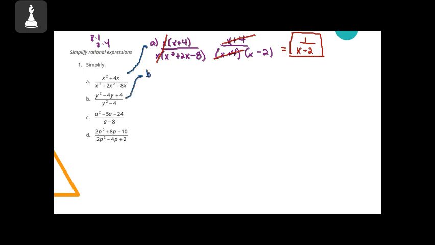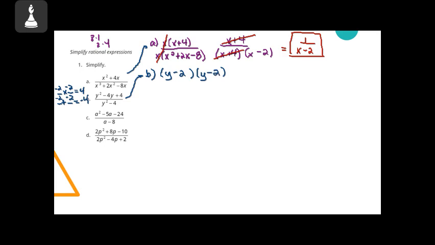On top for B, we have y squared minus 4y plus 4. And on bottom, we have y squared minus 4. Looking at the top is a trinomial, so I'm going to look for two numbers that can multiply to 4 and add to -4. So what times what equals 4? Those same two numbers add to -4. That would be -2 and -2. So y minus 2, y minus 2. -2 plus -2 is -4. -2 times -2 is +4. So that one is there.